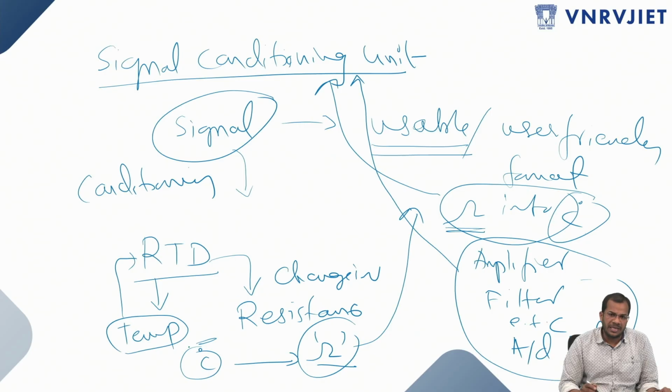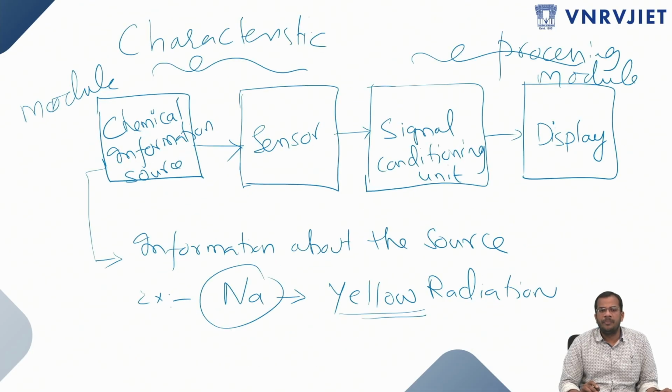And coming to the second block, which is the processing module. These characteristic outputs are sent to processing, because the raw signal or raw output you are getting is not in a user friendly format. For that, we are processing it, such as amplification, filtration, A to D converter, D to A converter, etc. All these things are called the processing module, hence the name. So these are the four important blocks of your analytical instrumentation.